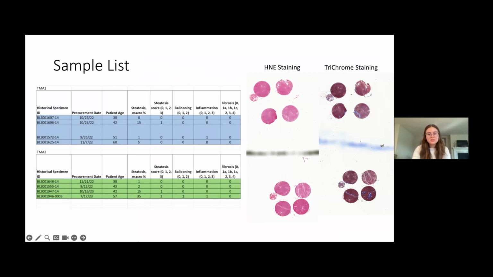On the right, you can see the H&E and trichrome staining of these tissue microarrays, or TMAs. The TMAs contain 4 samples that can fit within the slide constraints of the spatial platforms that we use at the University of Minnesota. The H&E slides show the histology of the tissue sections, and the trichrome staining is used to identify fibrosis, which is stained in blue.